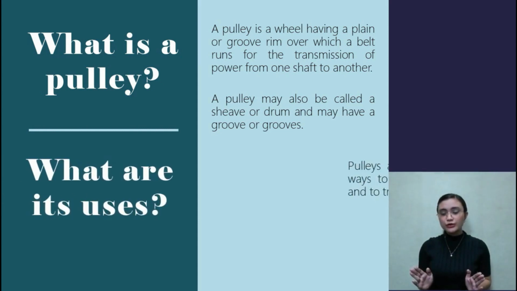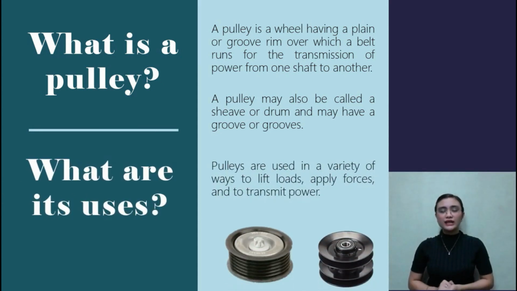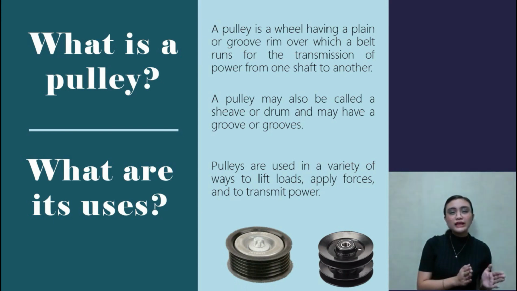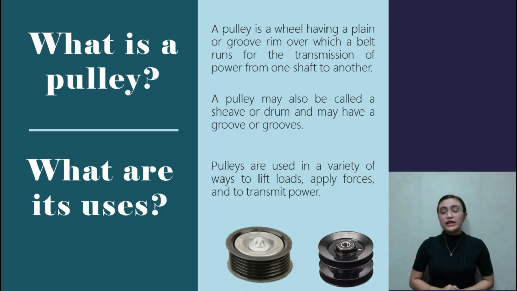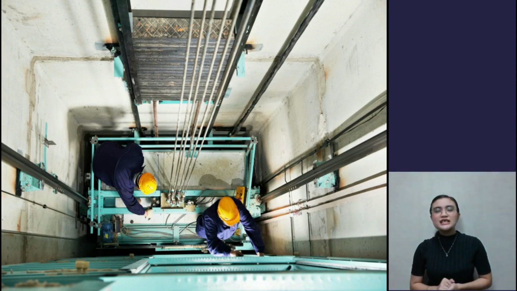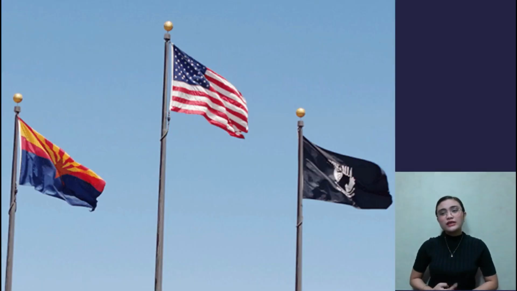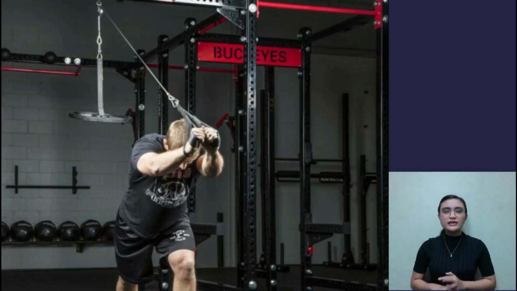So what are the uses of pulleys? Pulleys are used in a variety of ways, like to lift loads, since the pulley reduces the amount of force required to lift a load. It can also be used in applying force, either horizontally or vertically. It can also transmit power from one pulley to another, or from the pulley to the application that requires power. Some examples of pulleys in our times include elevators, escalators, cranes and bulldozers, flagpoles, cargo lifts, exercise equipment, and many more.